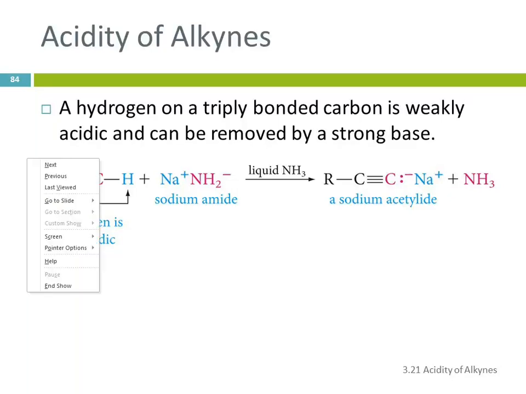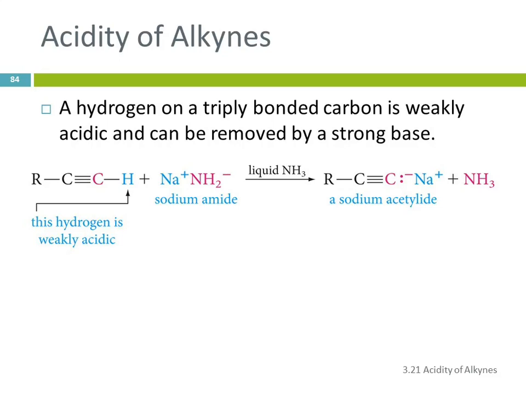Alkynes are somewhat acidic. They're weakly acidic. So the hydrogen on this triple bond is weakly acidic. Remember, an acid is something that donates a proton. A proton is a hydrogen ion. So this can act as an acid and donate a hydrogen to this base. It can donate to the NH2 and form ammonia.